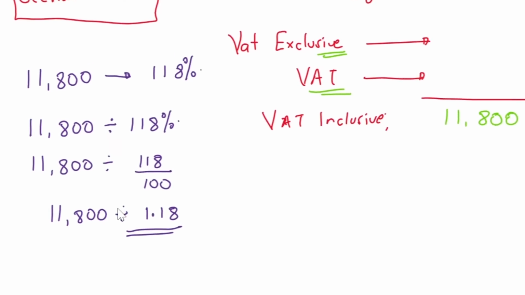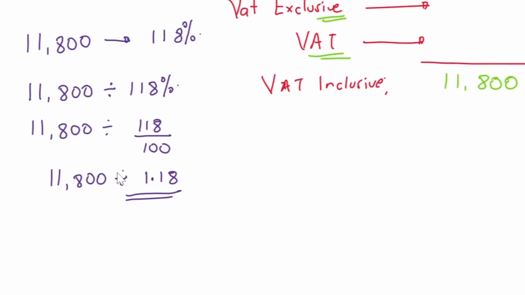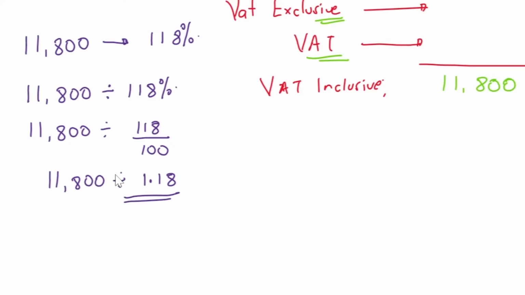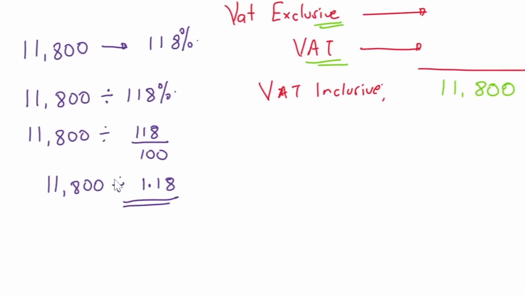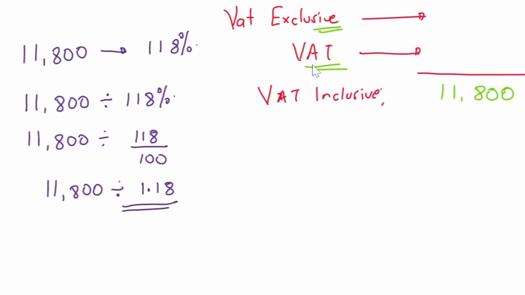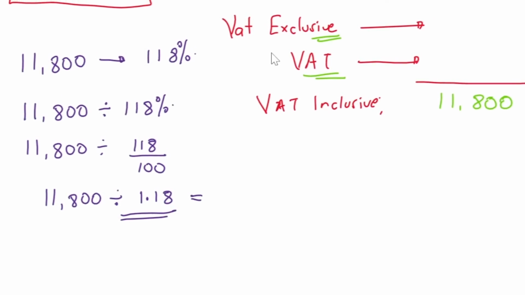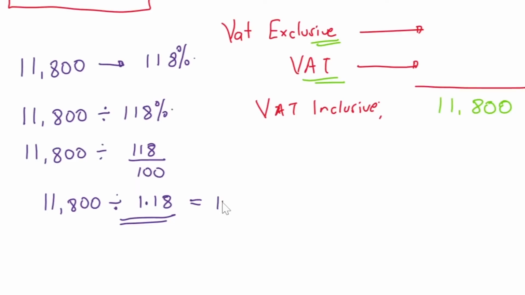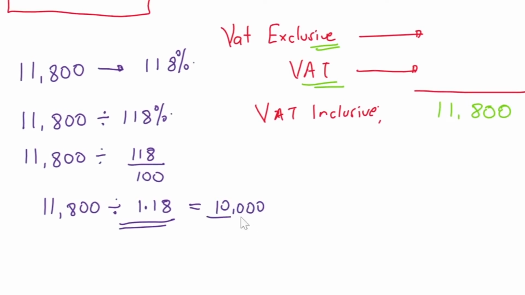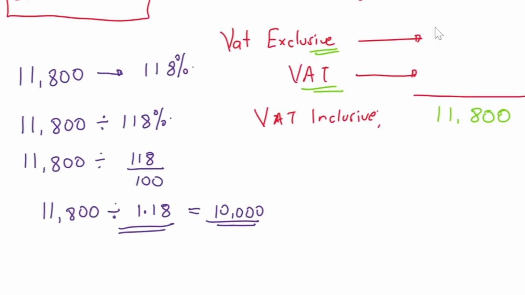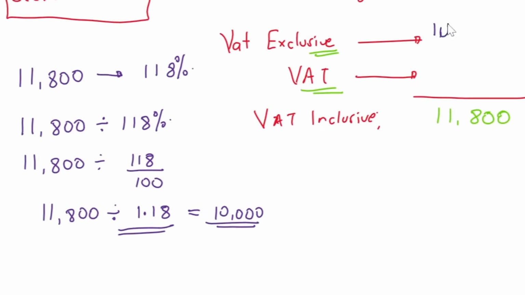So when we get 11,800 and divide that by 1.18, what do we have? When we divide that by 1.18, we end up having the amount before VAT, what is the VAT Exclusive, which is 10,000. Okay, so we will come here and get our 10,000. And of course, if you have the 10,000, it's just a matter of subtraction to get the VAT.